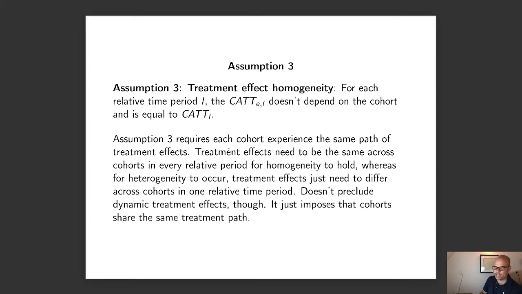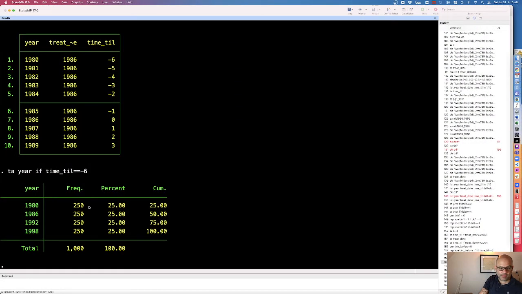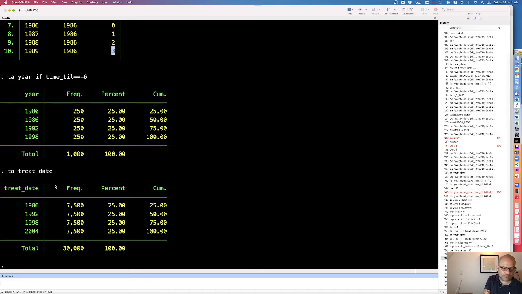And then there's treatment effect homogeneity, and all that means is this. For the 1986 group, let's say the treatment effect here, 1989, is 30. So 3 years after treatment, the treatment effect was 30. We need the treatment effect in the +3 period, so these are our treatment dates here, to be the same. If it's a 30 for 1986, I need it to be a 30 for 1992 in its +3 period, a 30 for 98 in the +3 period, and a 30 for 04 in the +3 period.